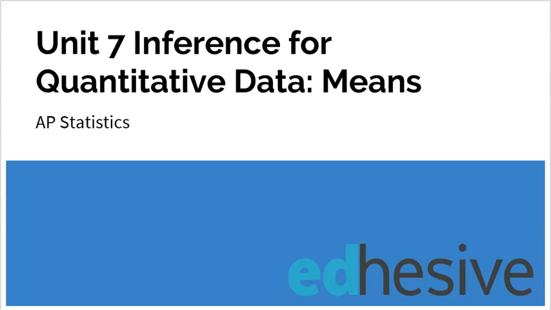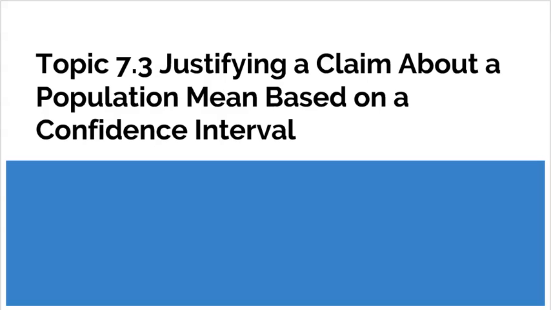Welcome to Unit 7, Inference for Quantitative Data with an emphasis on means. In this video, we're going to tackle topic 7.3, justifying a claim about a population mean based on a confidence interval. So in 7.2, we learned how to construct a confidence interval. Now we're going to dive into some of the more finer details.